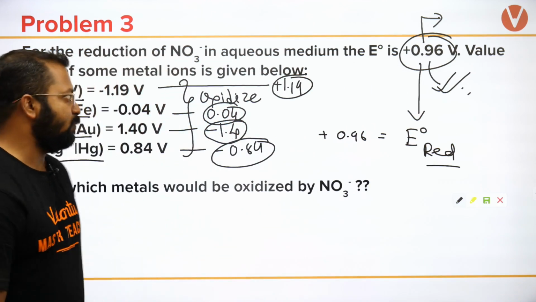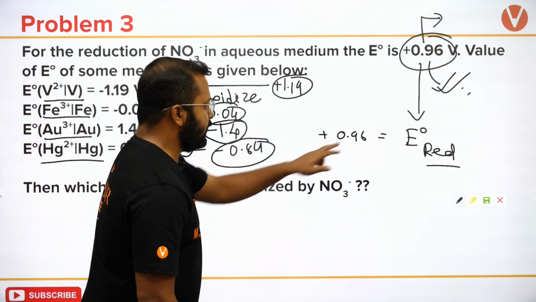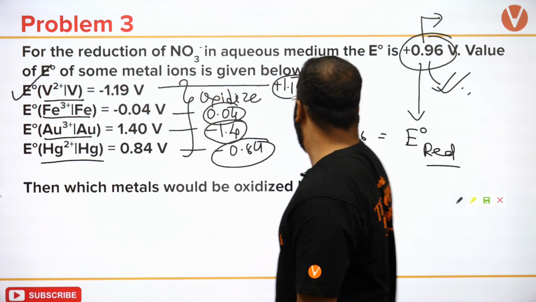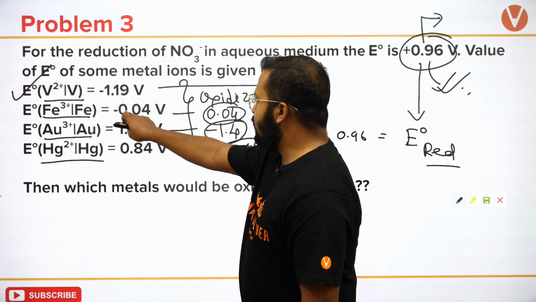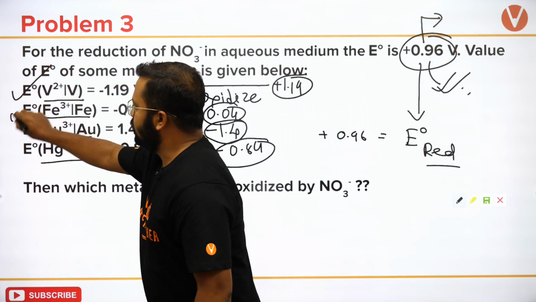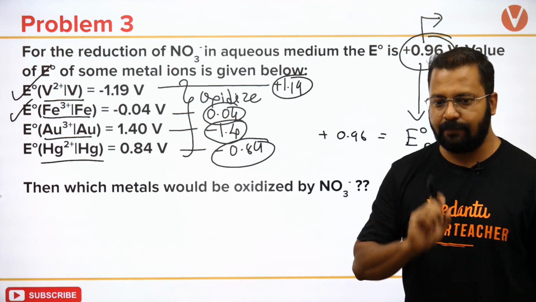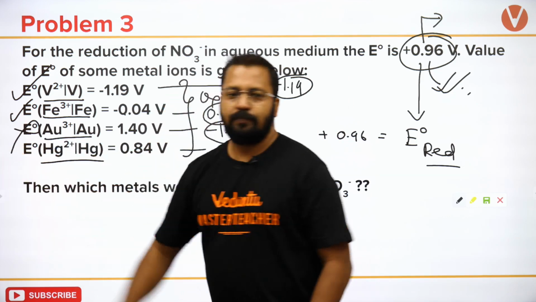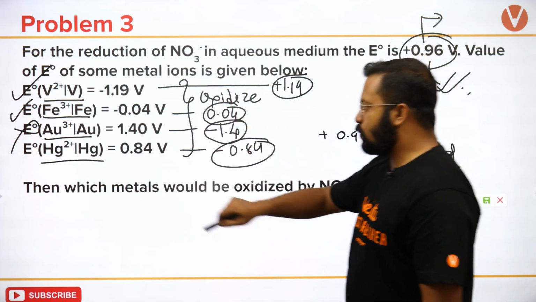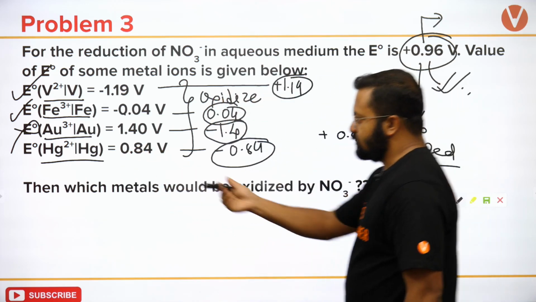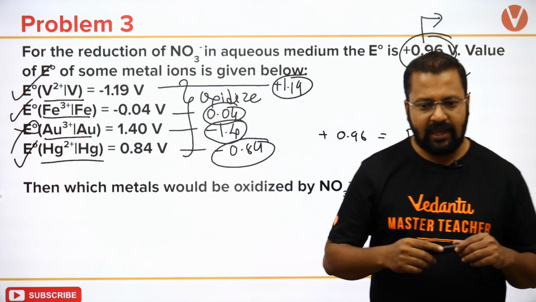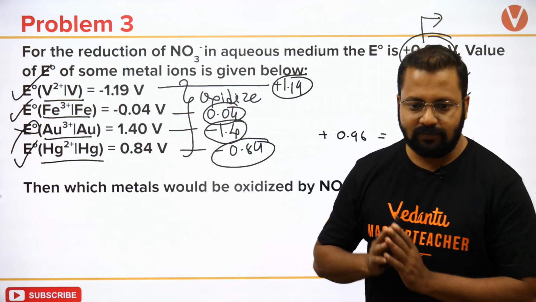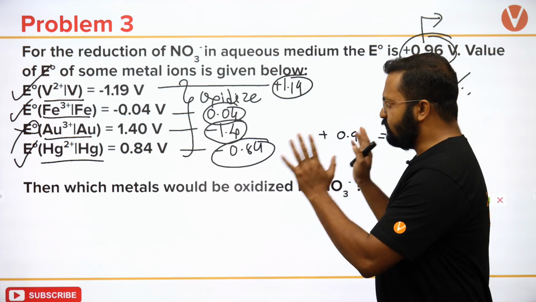Which ones will we add so that we get a positive value? 1.19 plus 0.96, I will get a positive value. 0.04 plus 0.96, I'll get a positive value. Au will become minus 1.4, so no, Au is not possible. The last one, minus 0.84 plus 0.96, correct. So all except Au. This is very, very simple.